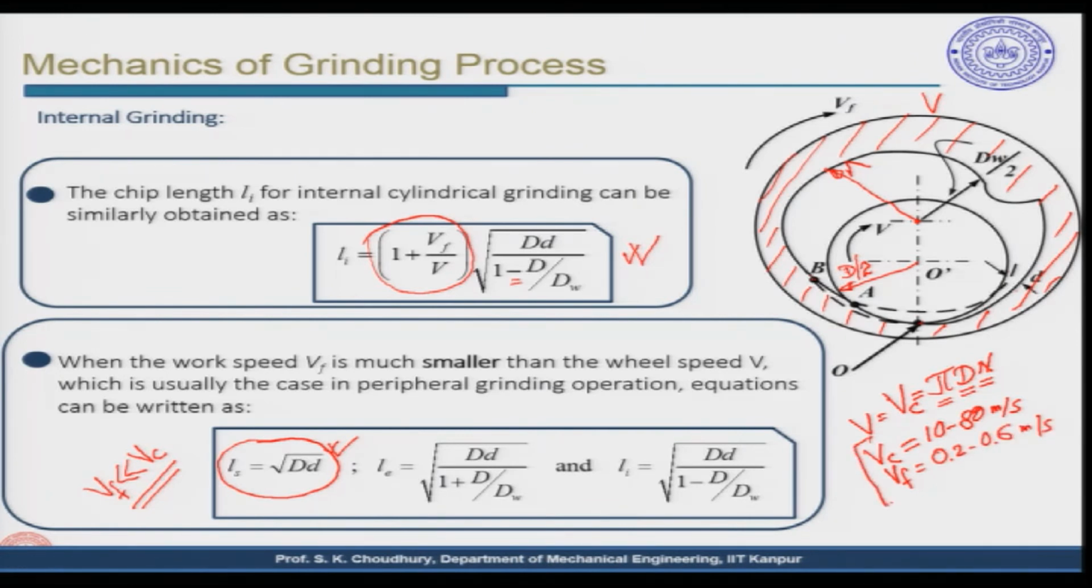So if you compare, you will find that really Vf is much smaller than the Vc. In that case, we can approximate these values. But when this is not the case, we have to very accurately find out the chip length in case of surface grinding, external grinding, and internal grinding, so that we could find out the power consumption very accurately and the total tangential force on the wheel accurately, and finally the force per grit. That is important, and that is why you are studying this chip length here.